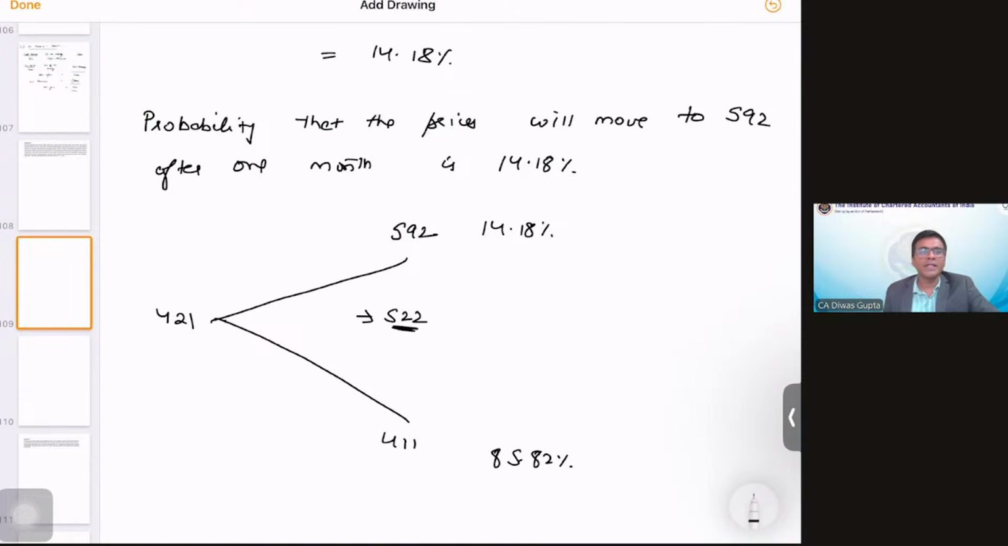Okay, so what I'm saying is, why is this probability higher? Because currently we are sitting at 421. So the chances from 421 to 592, which is a very big jump, is very low compared to a lower price range from 421 to 411, which is very high. So the probability here is very high, students.